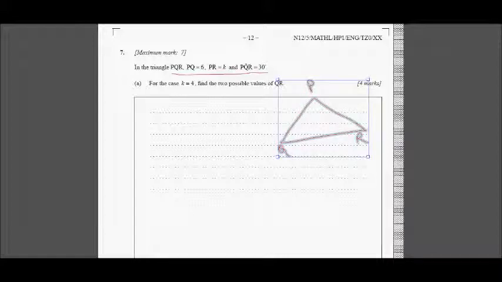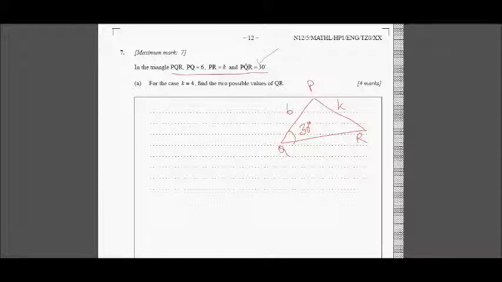So if this is 30 degrees, so this is 30, and PR is k. So this is k here and this is 6 here. Very, very important. Be careful in putting the information into the picture. If you change the P's and Q's and R's, everything is going to be wrong here.